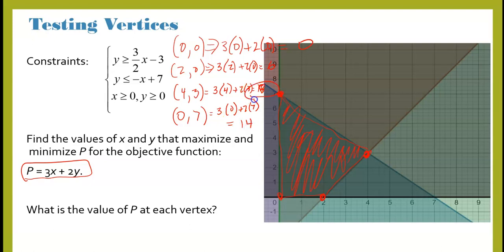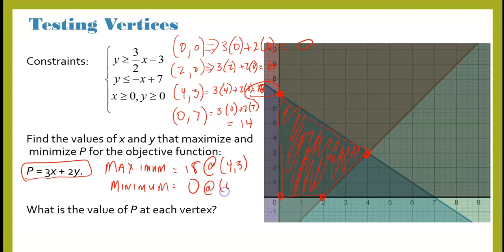Okay, so the maximum value that we get is 18. We already found the value of p at each vertex. The maximum value is 18, and that happens at the point 4, 3. And the minimum value that we get for p is 0, and this happens at the point 0, 0. All right, sometimes we might ask you, what's the maximum, in which case you only need to concern yourself with the maximum. What's the minimum, in which case you only need to concern yourself with the minimum.